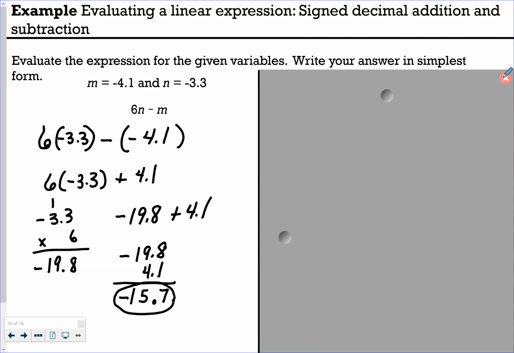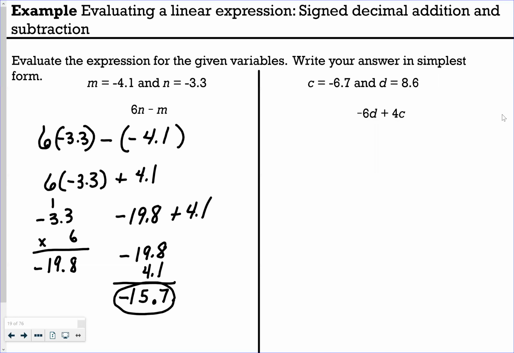Let's try one more. So we have negative 6d plus 4c. So let's substitute. We have negative 6, parentheses for the d. Inside of parentheses, we're putting 8.6. Now we have plus 4, parentheses for the c. Inside of parentheses, we're going to put negative 6.7.